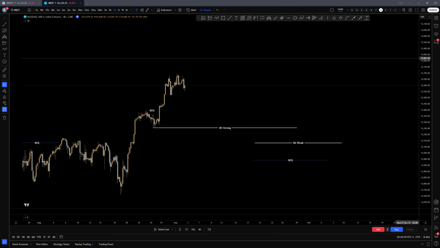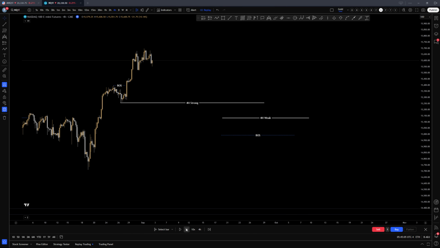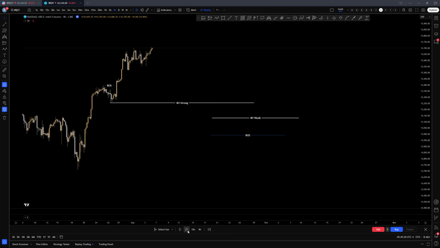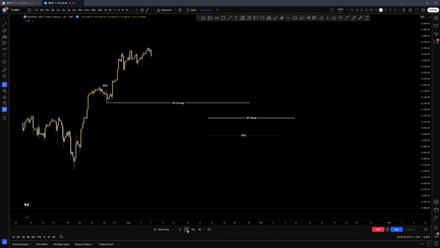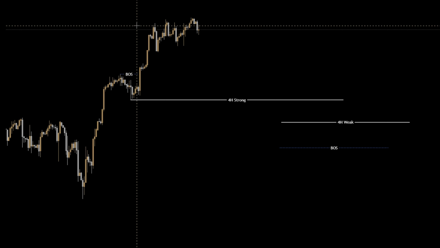And so what we're going to do now is we're going to start playing live, if you like, and see where we get to. So we've got a break of structure. We're expecting some kind of pullback. Is this the pullback? Could be. Let's play forward and see. Okay, so here we do in fact break structure.